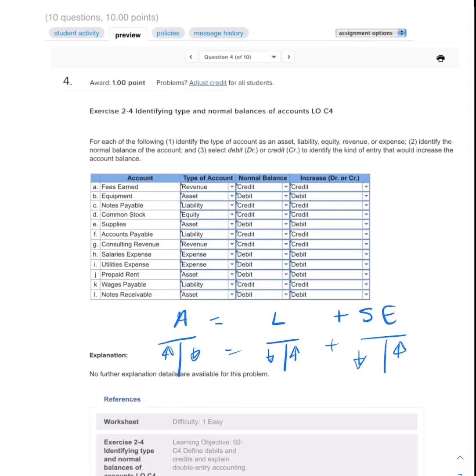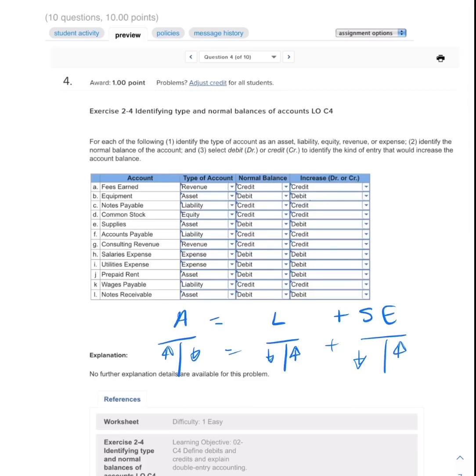And so, of course, what we're showing here with the up arrows is the side that is the normal balance and is showing an increase to that account if you do whatever is on that side. So the left side, once again, is the debit side. The right side is the credit side. So an asset will increase with a debit, decrease with a credit. And liabilities and equity both increase with credits and decrease with debits.